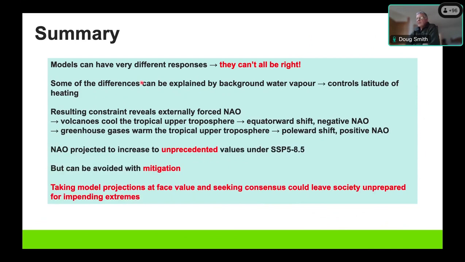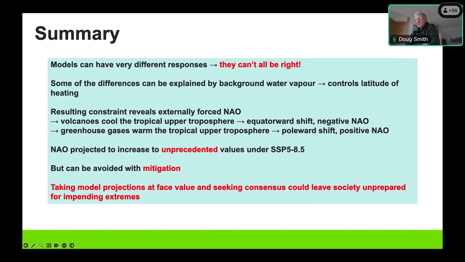So just to summarize then, models can have very different responses, even opposite ones, so they definitely can't all be right. So we really should be trying to take that into account. I've shown that some of the differences can be explained by background water vapor, not all of them, but some of them. And this controls the latitude of the heating in the upper troposphere. That allows a constraint, which reveals externally forced NAO simulations, such that volcanoes cool the upper troposphere, produce an equatorward shift and then a negative NAO, whereas greenhouse gases have the opposite effect.